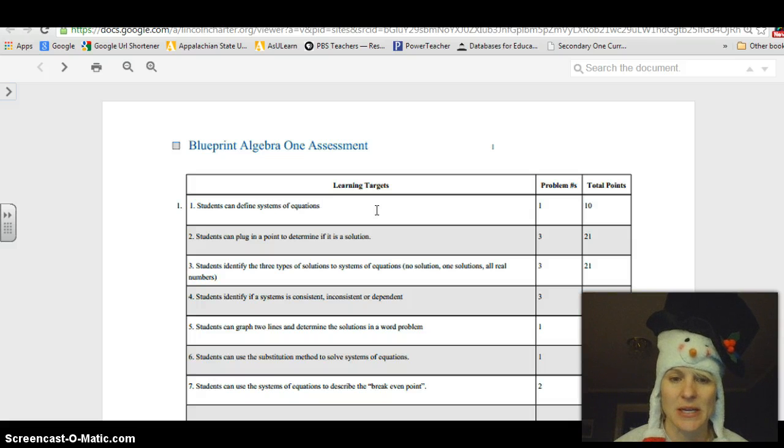So the first one says students can define systems of equations. We went over that in Monday night's video. So if you don't remember what the definition is, or you can't think of one of your own, go back to Monday night's video.